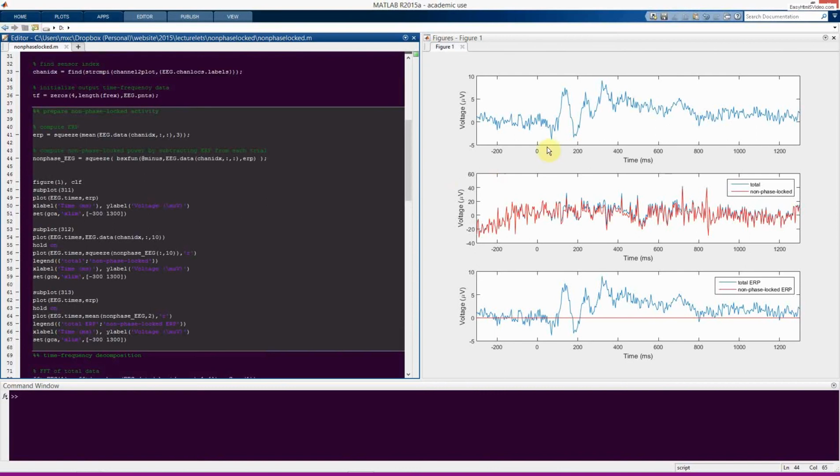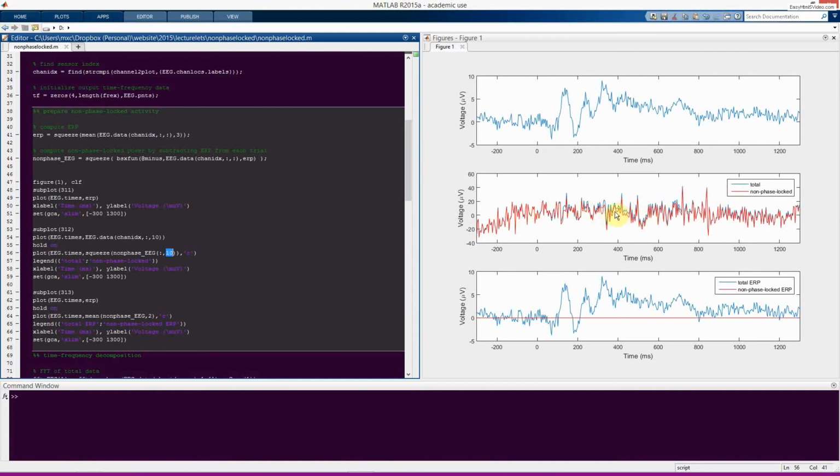All right, so switching to the plots now. Here I have the ERP plotted. Here I have one single trial, I guess this is trial 10. And again, you see the total signal and the non-phase locked signal. They don't really differ that much.